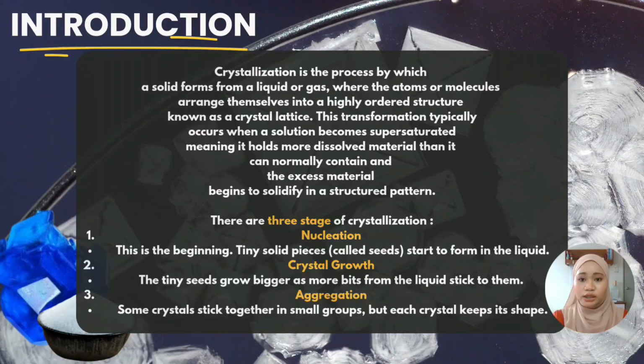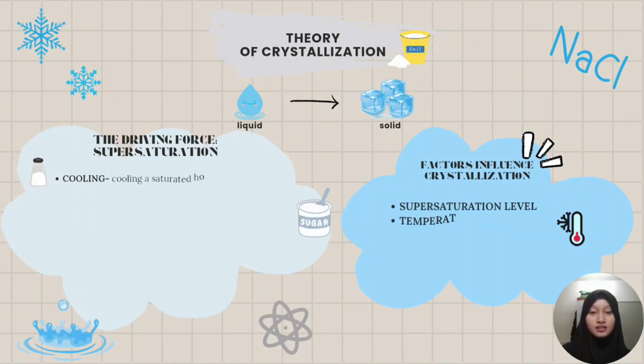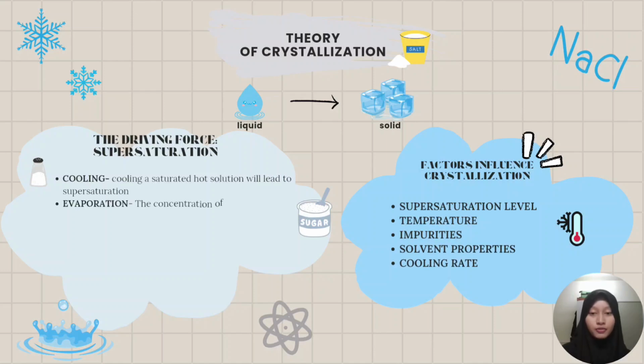Did you know that there are three stages of crystallization? The first one is nucleation. This is the beginning, where tiny solid pieces called seeds start to form in the liquid, and crystal growth, where the tiny seeds grow bigger as more particles from the liquid stick to them. And lastly is aggregation, where some crystals stick together in small groups, but each crystal keeps its shape. As we all know, crystallization is a process in which the liquid turns to solid form.